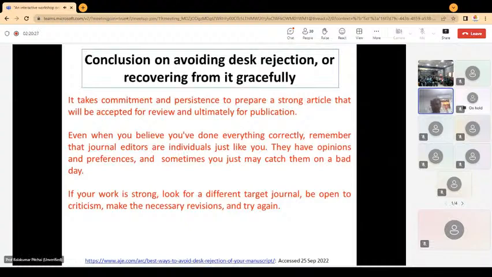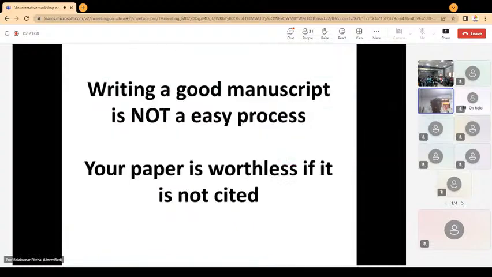Even when you believe that you have done everything correctly, remember that journal editors are individuals. They have choices and preferences. And sometimes you may catch them on a bad day. So it all depends. But don't worry. A good paper will find a way. If your work is strong, look for a different target journal. Be open to criticism and try to receive the comments from the reviewer. If you agree with a comment, you concur with it. If you do not, you politely tell them that we are unable to accept the comment of the reviewer, as reported previously. Show the evidence very clearly. Make the necessary revision and try again.